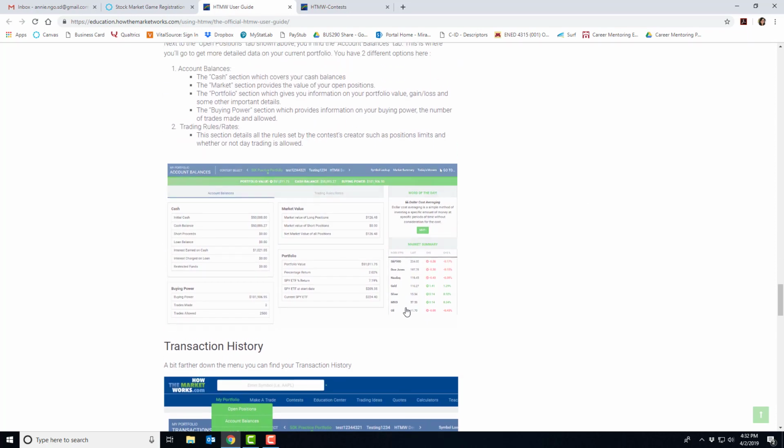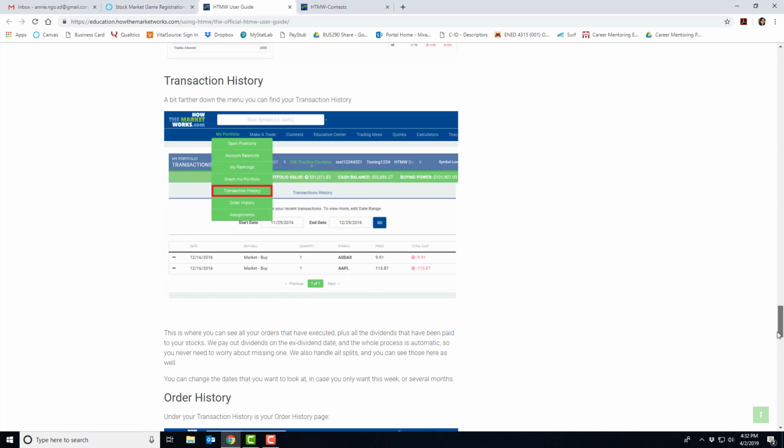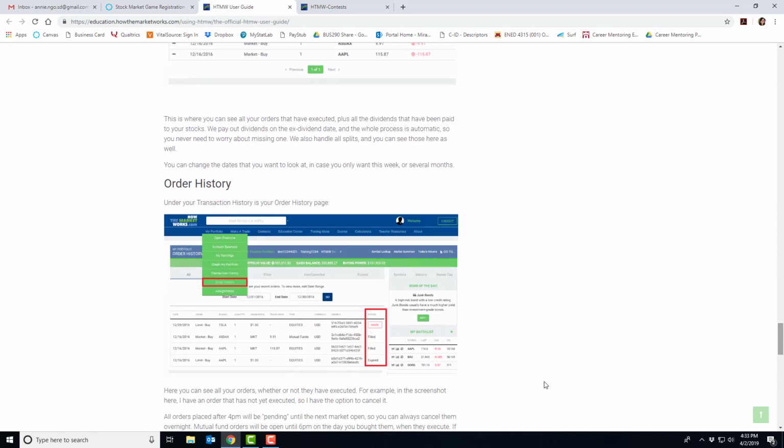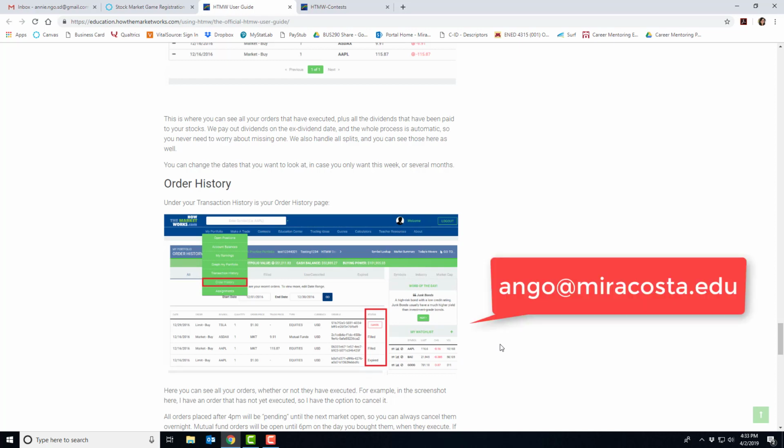And then here you can track your cash balances and your transaction history and your order history. So you'll want to double check if your orders went through, which ones have been completed or not. So you can double check that everything went through okay. If as you place orders, something doesn't feel right or you're not sure what happened because it didn't go through, email me. I'm happy to answer.